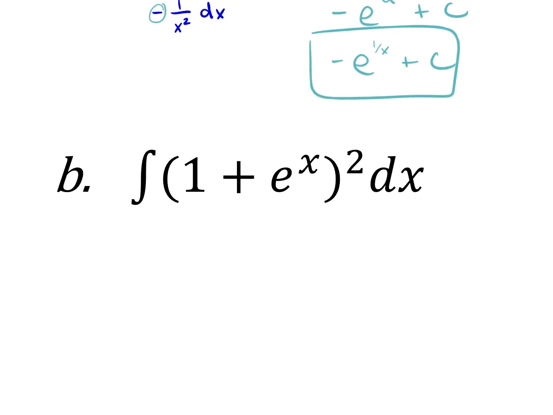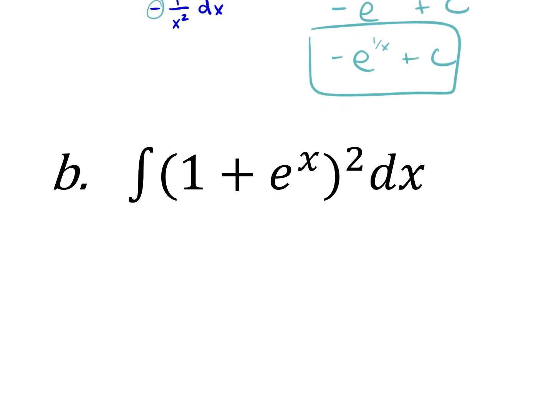All right, for b. So b looks a little bit different because we have our parentheses squared. So it kind of throws things off maybe a little bit. In the past, or in chapter 6, we would call what's inside the parentheses u. So let's try to do that. Let's let u equal 1 plus e to the power of x.